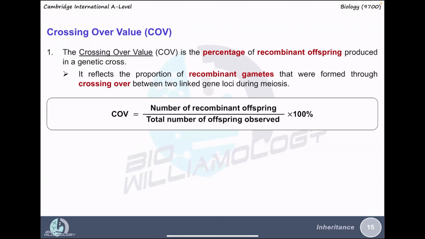value is equal to, we take the total number of recombinant offspring. So in this context, we're going to sum up the number of recombinant offspring, which are gray body, vestigial wing, recombinant, right? And also ebony body, normal wing, over the total number of offspring observed, multiplied by 100%.